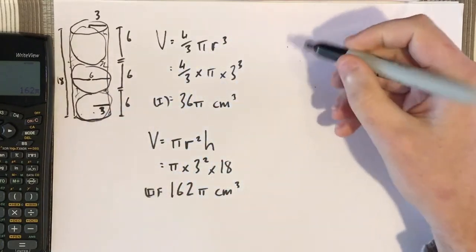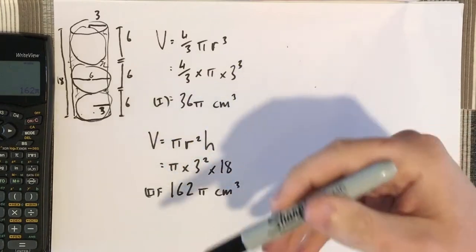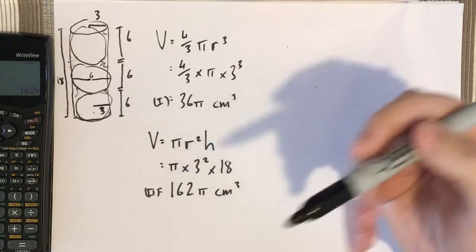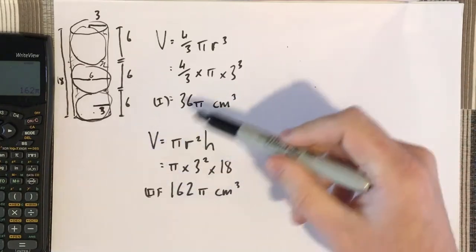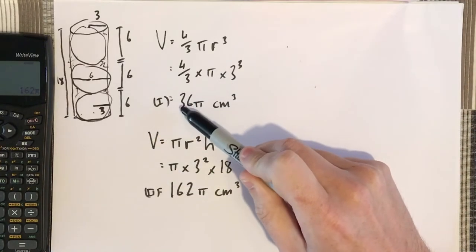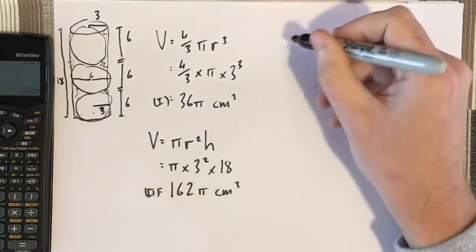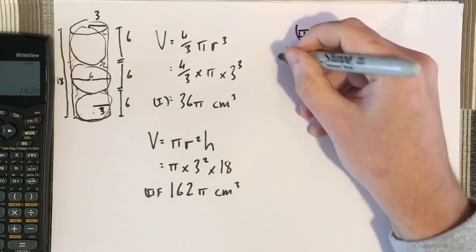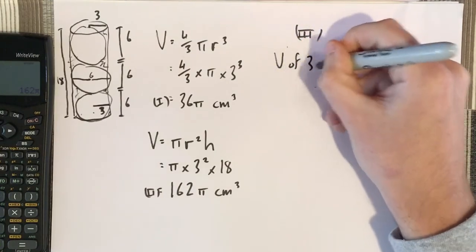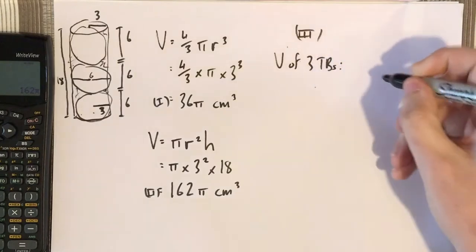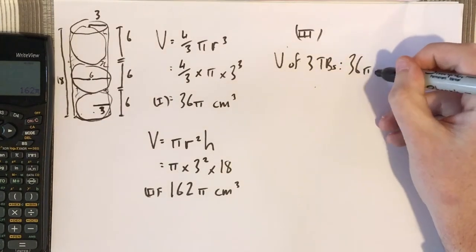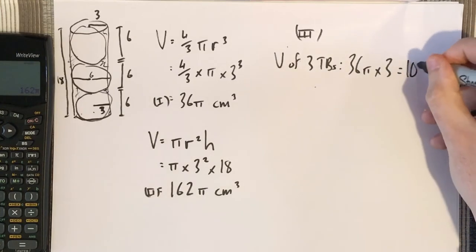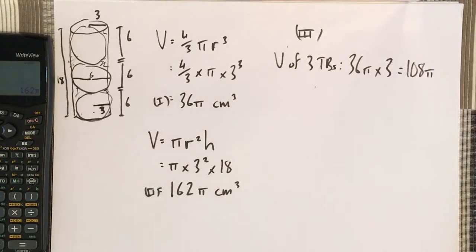Okay. So for part 3, I'm going to do the volume of the cylinder, take away the volume of the 3 tennis balls. Okay, so just be careful here. In part 1, you just got the volume of 1 tennis ball. So in part 3, the first thing you're going to do is get the volume of 3 tennis balls, which is the 36 pi multiplied by 3. Plug that into the calculator and you'll get 108 pi.